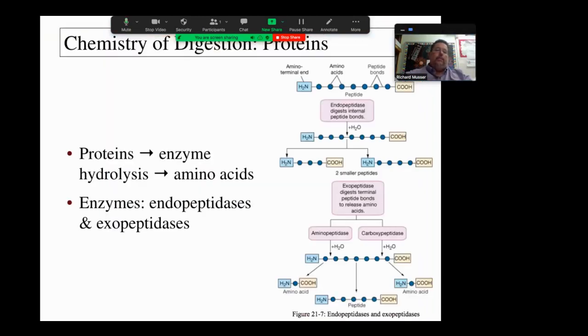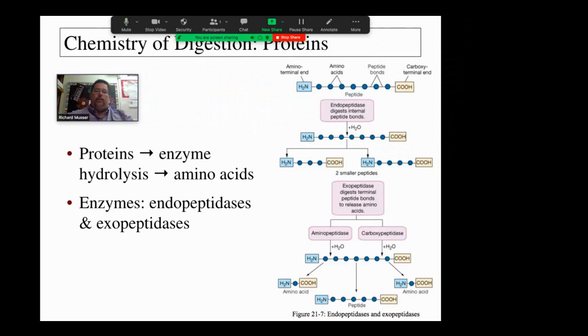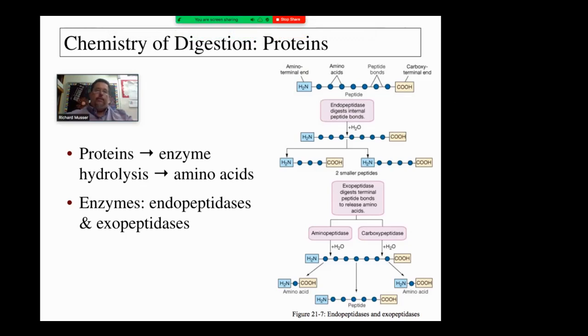So here's how the proteases work. You can see the chemistry of digestion of proteins. Basically, proteins in your body are either structural or enzymes and so forth. So proteases are going to break down long chains of proteins. Remember, proteins are made up of amino acids and they have peptide bonds between them. Hopefully you remember what an amino acid looks like. It has an amino group and a carboxyl group. And then they'll usually have a side chain that makes it whatever type of amino acid it is.